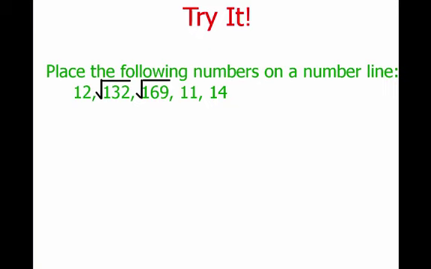So I'm going to leave you with this try-it problem. What you need to do is draw yourself a number line and put these numbers up here: 12, the square root of 132, the square root of 169, 11, and 14, in order on this number line using the information that you now know about square roots.